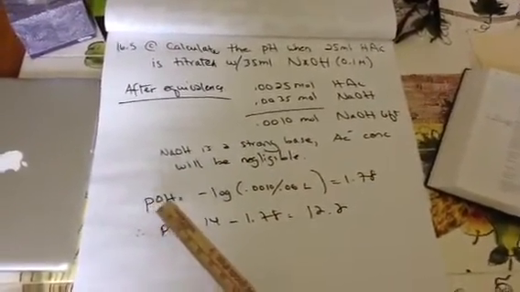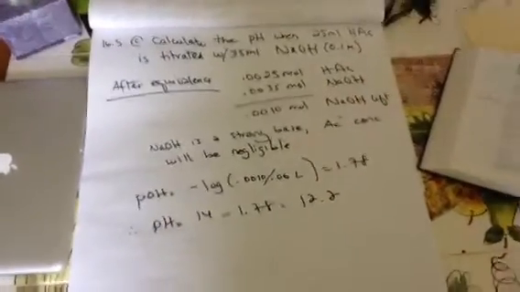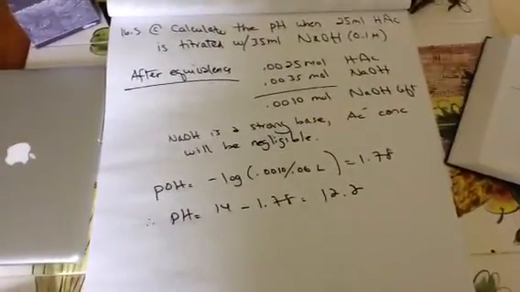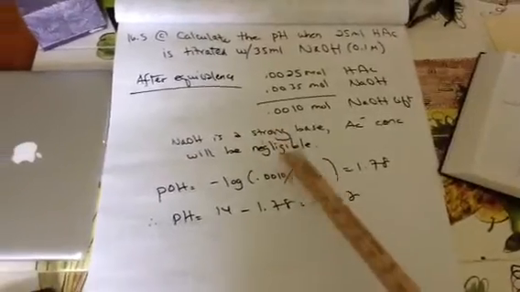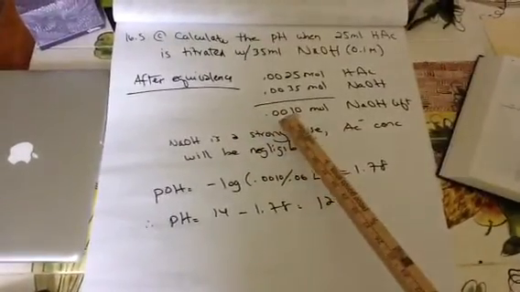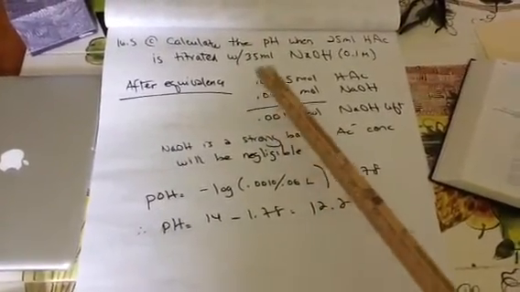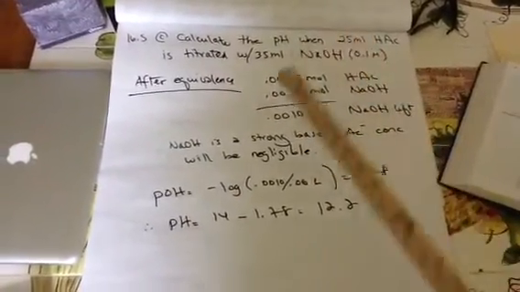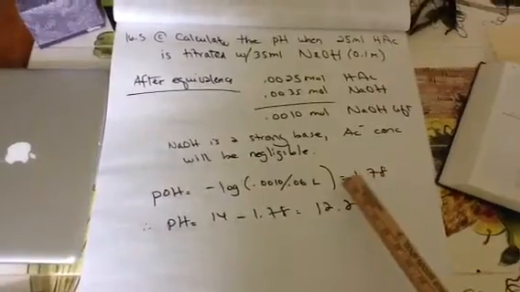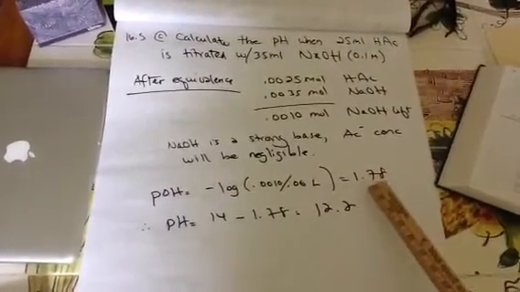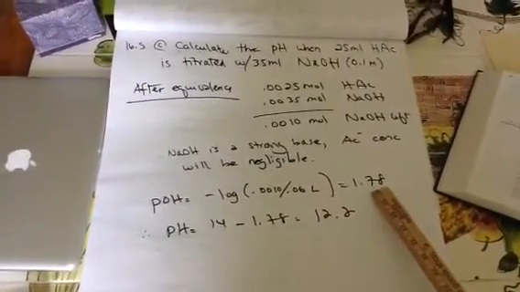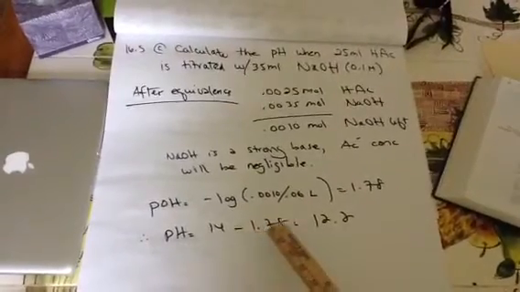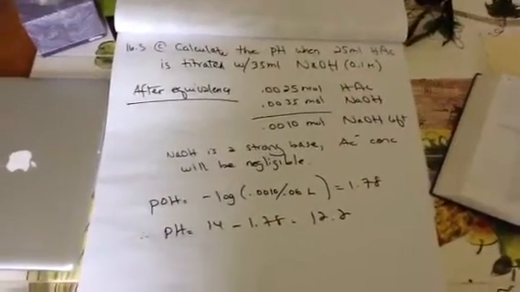So I can take the negative log of the base that's left over, which was 0.0015 moles, in 35 plus 25, which is 60 milliliters, or 0.06 liters. So my pOH is 1.78, and I want to calculate my pH. So it's 14 minus 1.78, and it will give me 12.2.